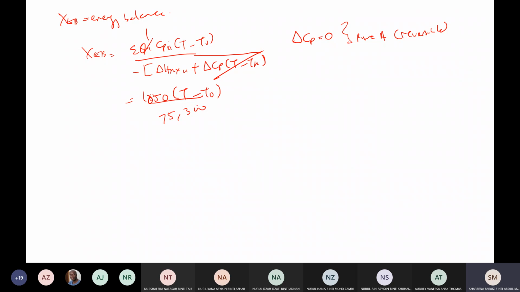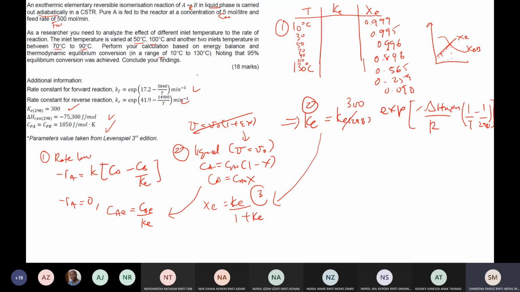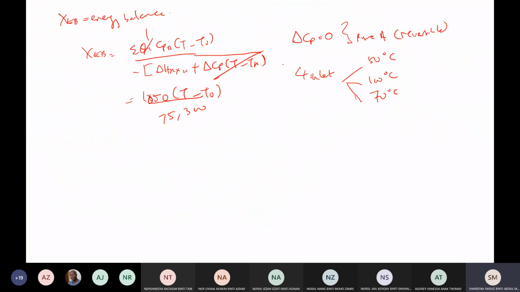Okay. So sekarang ni you kena varykan temperature here, in order to get the XEB. Sekarang ni dia dah mention dekat questions, there are 4 inlet temperature. Okay, whereby we have 50 degree Celsius, we have 100 degree Celsius, kita ada 70 and berapa dah saya tak ingat lah. Okay, we have 70. So this one will be the temperature inlet lah. So daripada sini adalah T dekat T naught dia. Okay, so again guna balik T. Okay, tapi you starting with the XEB. Okay, ni untuk XEB.